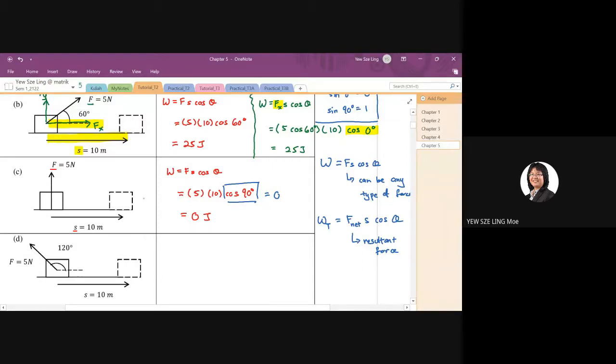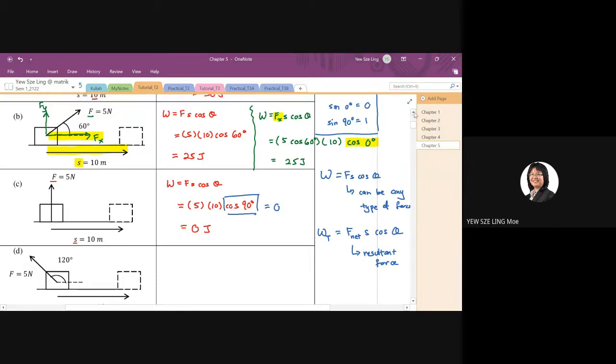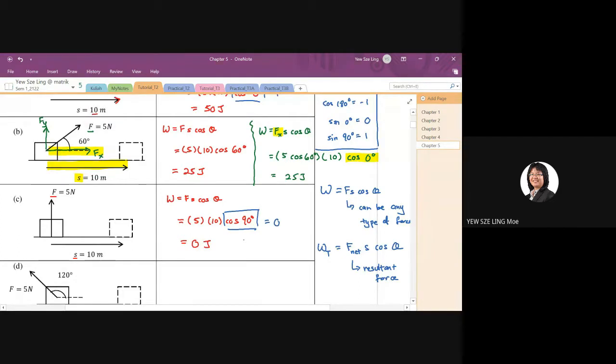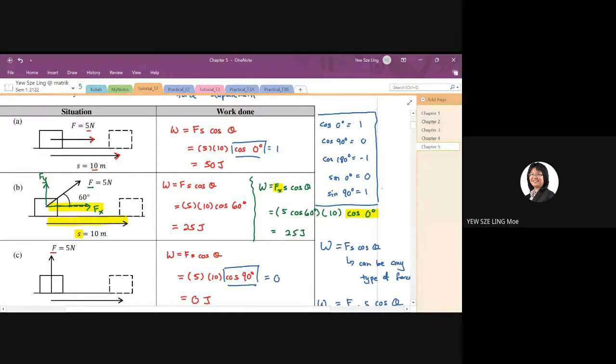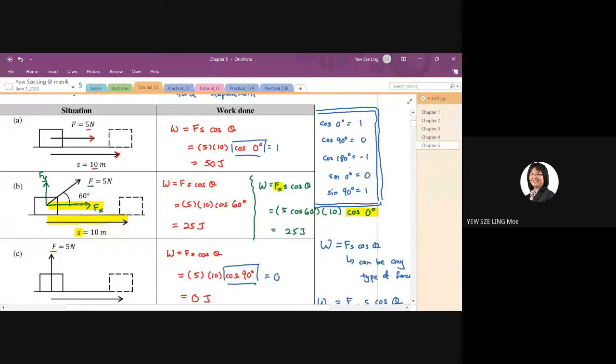Sometimes in subjective questions, they give you questions like this, but then they don't give you the information about the force, or maybe they don't tell you the displacement. Then they ask you to calculate work done. A lot of students say, oh, miss, I don't have enough information. I don't have force, I don't have displacement. How am I going to calculate? Do you need to calculate? No. Why? Because the angle already tells you the value is equal to 0. So these special angle values are very important. Make sure you memorize all of them. It can save a lot of time.